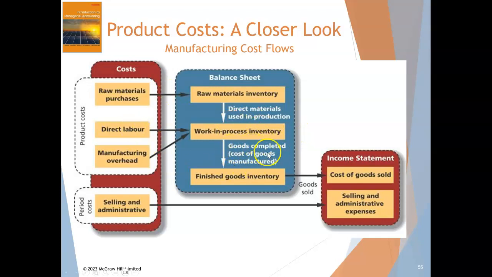That's where we can calculate the cost of goods manufactured that's transferred into finished goods until we sell it and it becomes cost of goods sold on the income statement. The period costs, selling and administrative, just go directly on the income statement. So they bypass any inventory accounts.